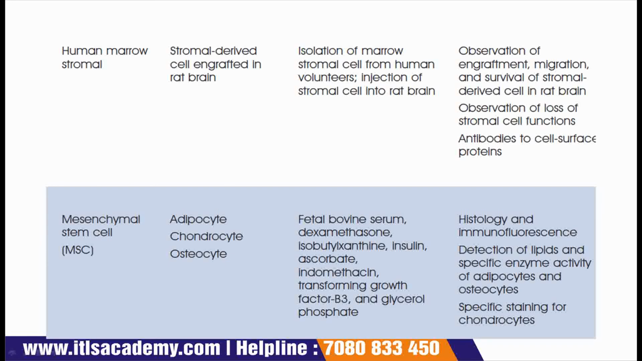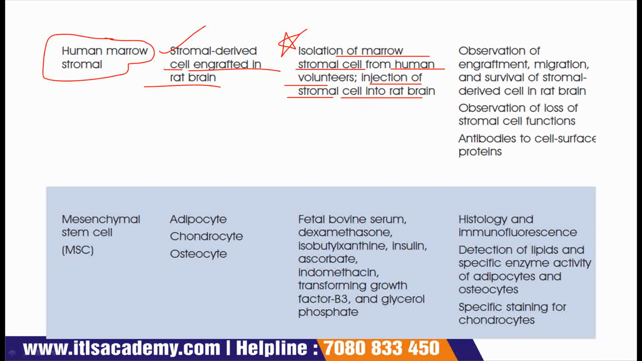Here we are going to take origin cell as human marrow stromal cell. This cell will develop into stromal derived cell engrafted in rat brain. The condition for differentiation is isolation of marrow stromal cell from human volunteers. Now, injection of stromal cell into rat brain.